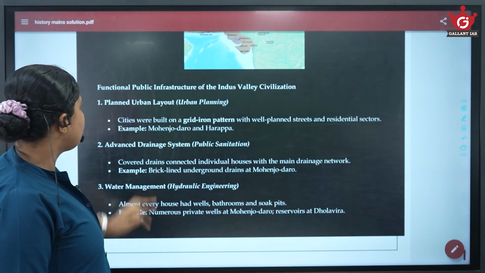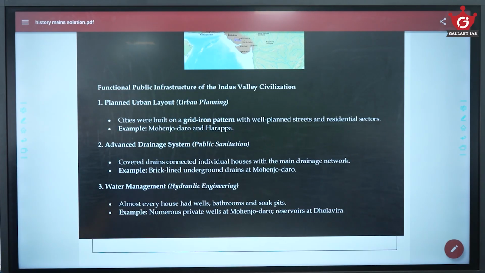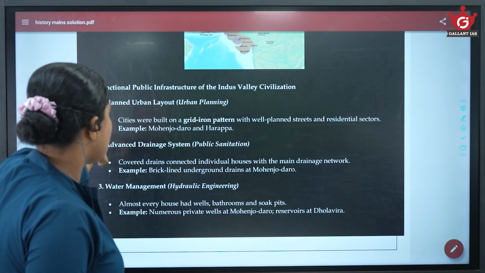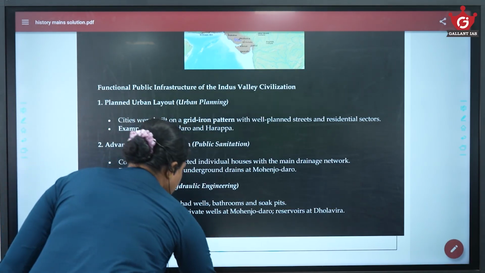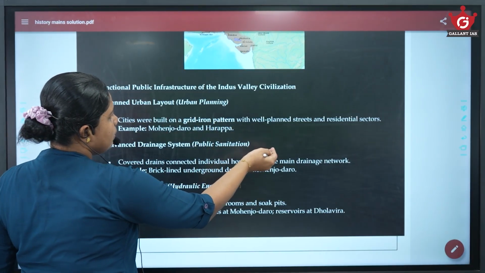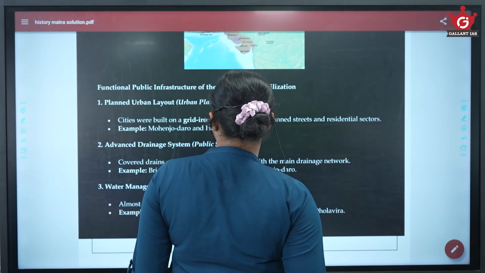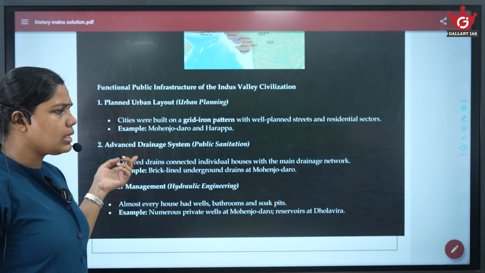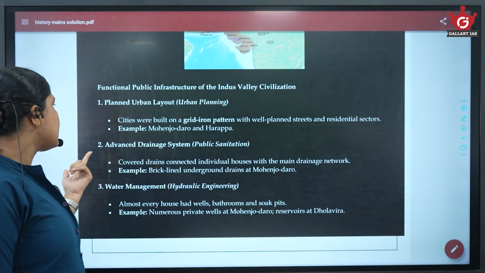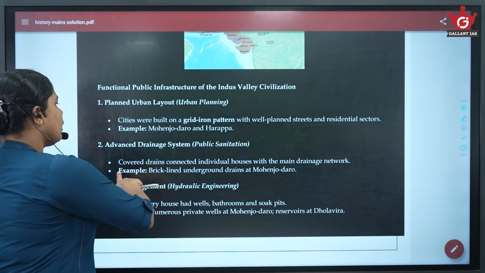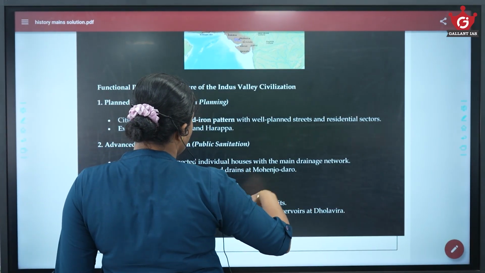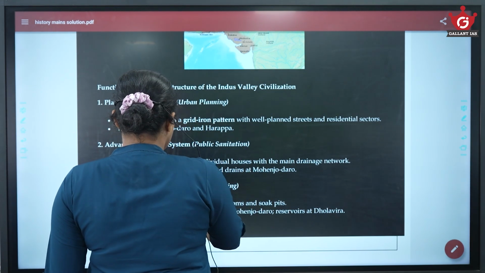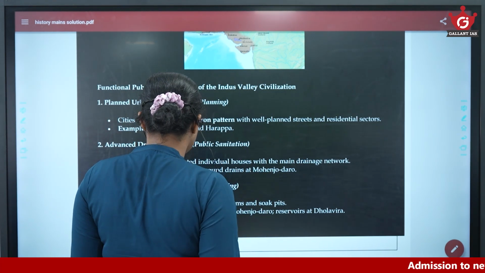Now we move to the first part, functional public infrastructure of the Indus Valley. The first one is planned urban layout, that is urban planning. Cities were built on a grid pattern with well planned streets and residential sectors. You can talk about Mohenjo-daro, Harappa. You can even mention the Citadel and Lower Town. Next is the advanced drainage system. You can talk about the covered drains, how every individual house had a drain network, and you can give the example of brick lining in the drains.